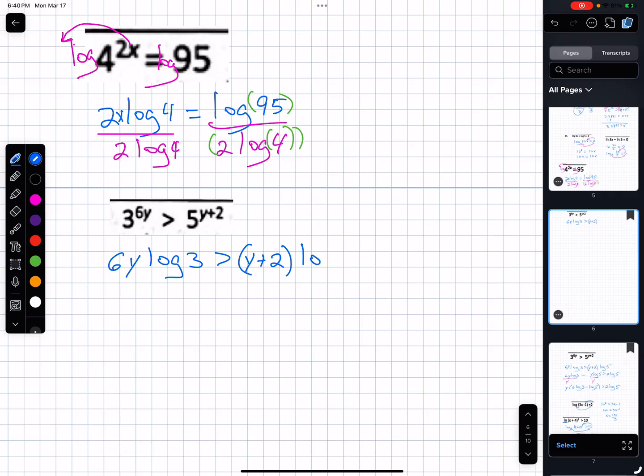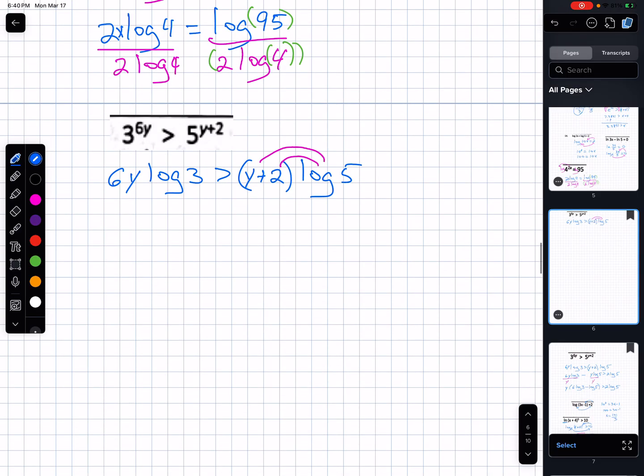It's got a trick to it, this one too, which is kind of evil. It's actually not that bad. Okay, I'm just remembering that goes in front, right? So you've got the log and the 6y goes in front. And when I'm thinking about this right side, I'm distributing that log into both parts of that parenthesis. So distributing backwards, we get 6y log 3 greater than y log 5 plus 2 log 5.